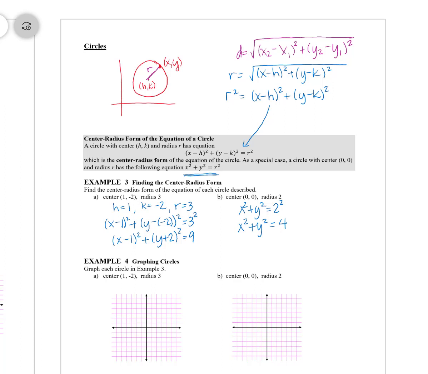If we wanted to graph those equations, we can just look at the center and the radius and go from there. So starting from the center, we have (1, negative 2), and then if the radius is 3, we're going to go 3 units to the right, 3 units up, to the left, and down, all from the center, and then we can draw the circle. The second one, the center is (0, 0), the radius is 2, so we go 2 units to the right, up, to the left, and down, and then draw the circle.